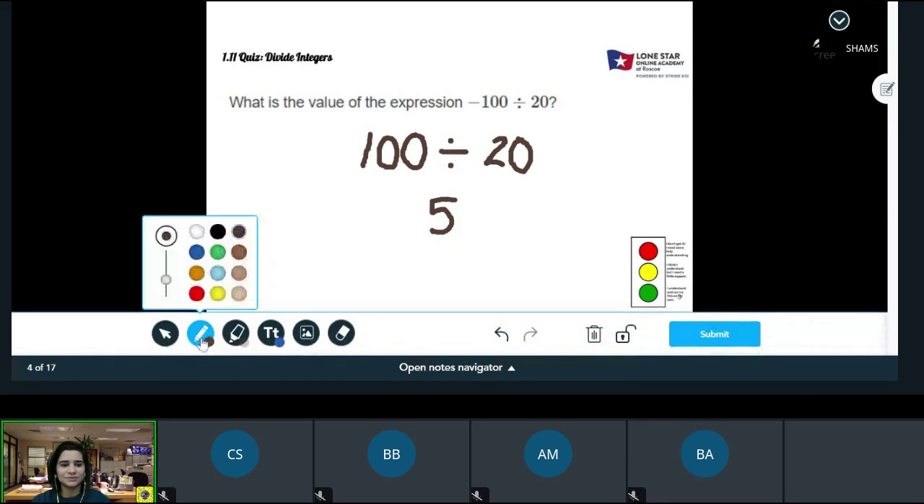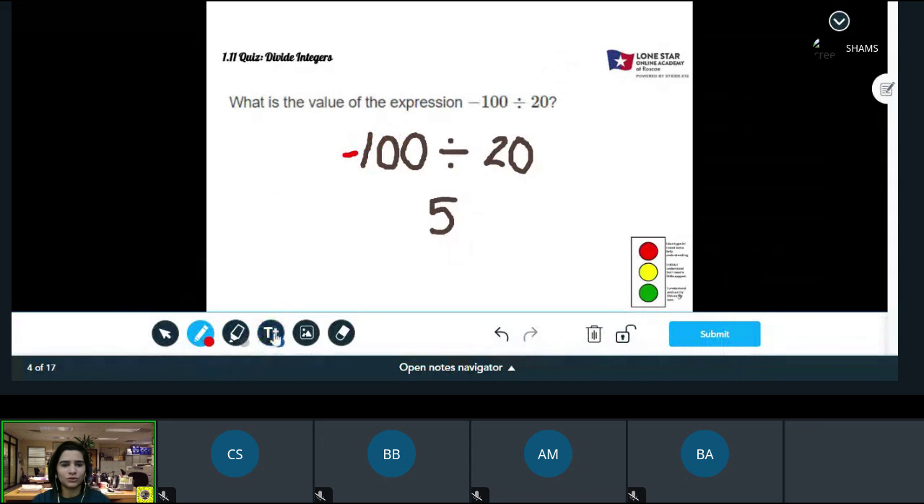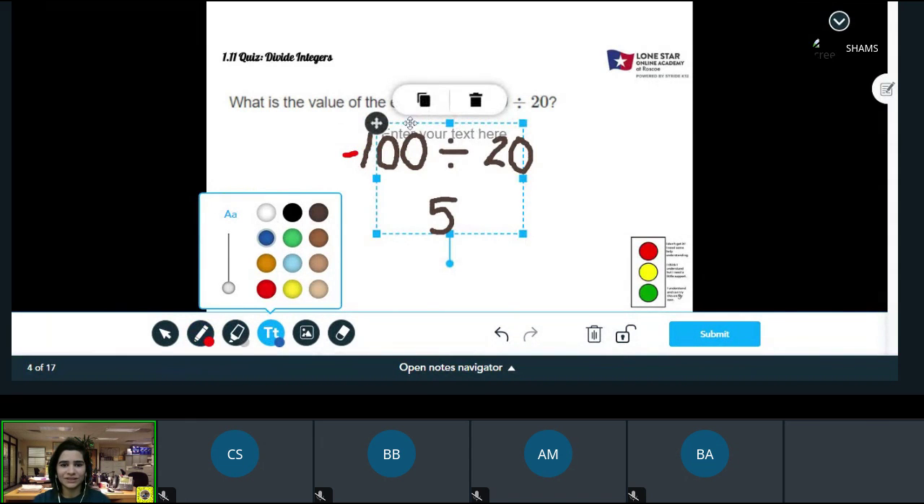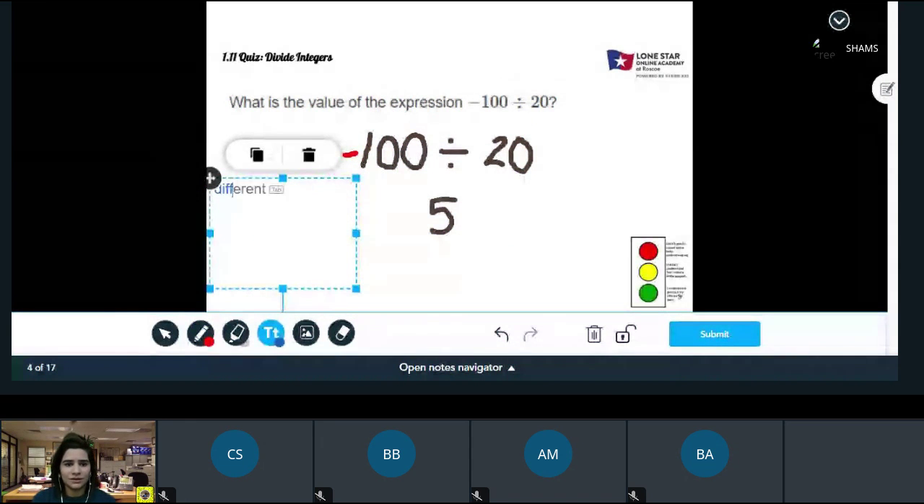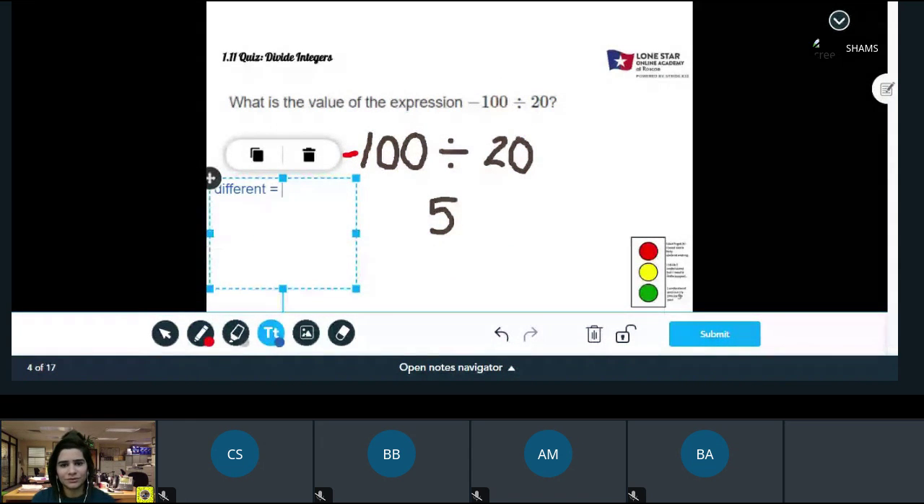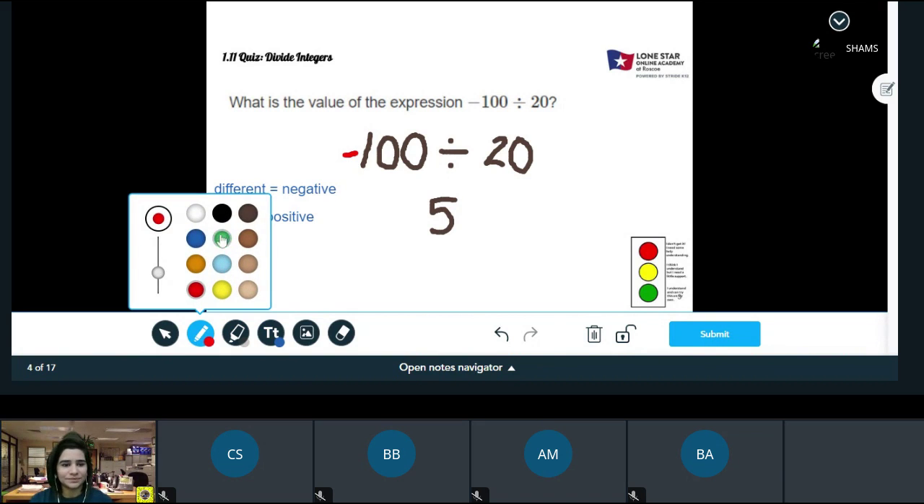But this number is negative 100. And I'm going to go to my rules that I always tell you. If both numbers have different signs, negative. If both have the same signs, positive. So, what do you guys think? Should the answer be a positive 5 or a negative 5? Negative. It should be a negative 5. Excellent, excellent.